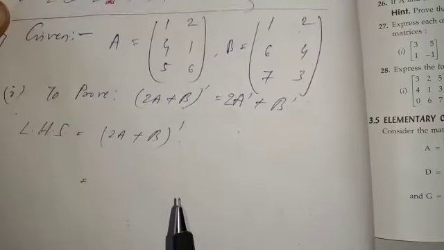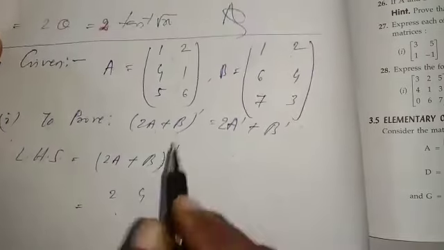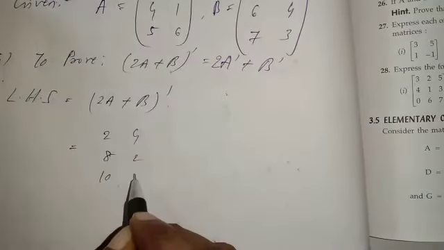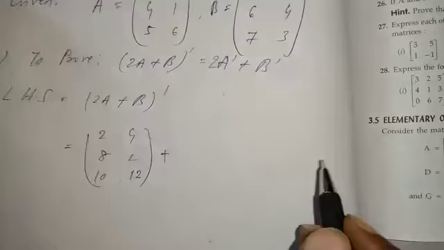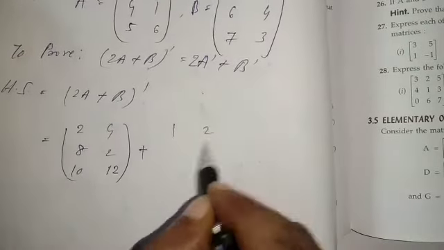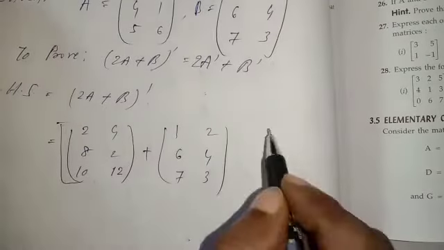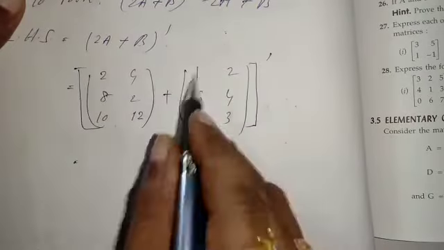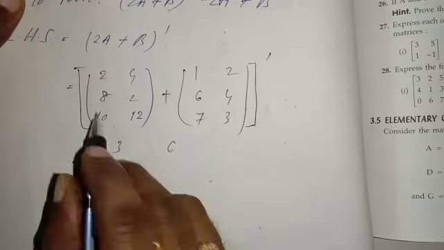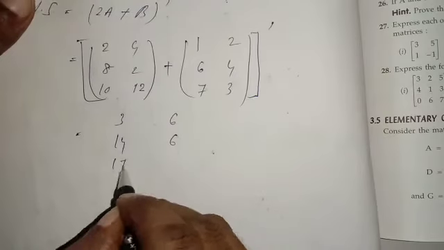Means 2A, it will be how much? Just multiply 2 with A. You have to multiply 2 with each element: 2, 4, 8, 2, 10, 12. Yes or no? 2 is multiplied, after that B. B is what is written? That is 1, 2, 6, 4, 7, 3. After that you have to add, after addition you have to convert to the transpose matrix. Plain addition is there. 2 plus 1 is 3, 4 plus 2 is 6, 8 plus 6 is 14, 2 plus 4 is 6, 10 plus 7 is 17, 12 plus 3 is 15.